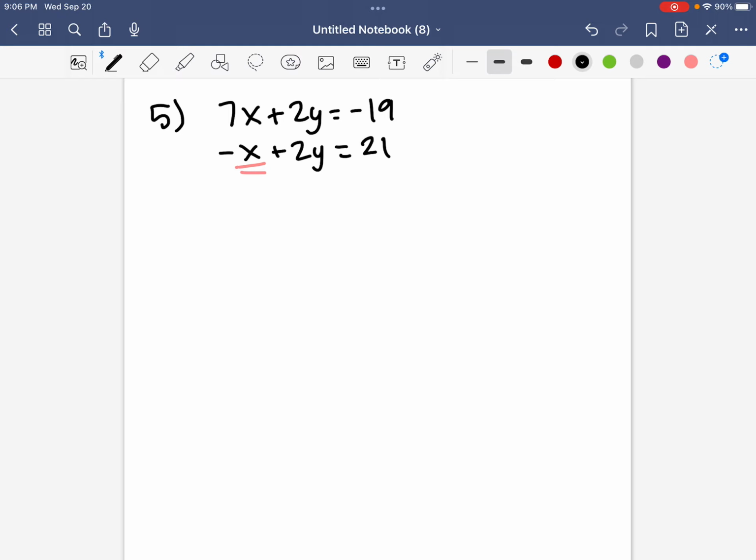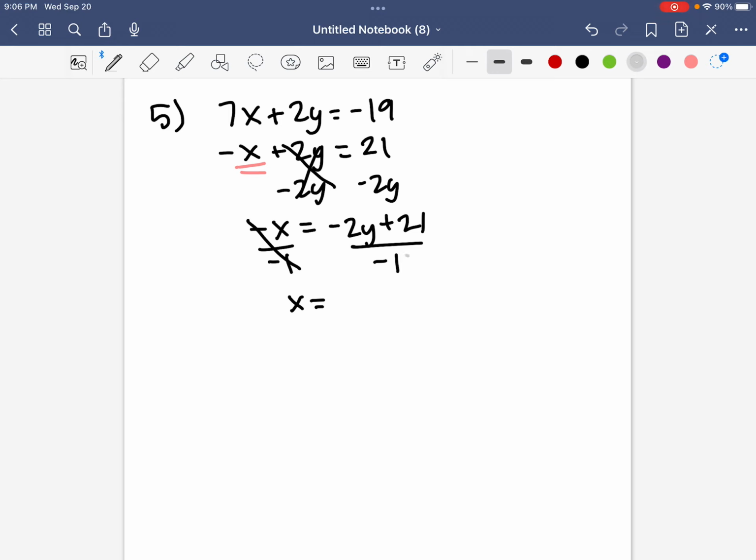So to get x by itself, my first step is to subtract 2y from both sides. I get negative x is equal to, that makes 0, so I have negative 2y plus 21. I can't add those together because they're not like terms. Then from here, I have to get rid of the negative. To get rid of a negative, I can either multiply both sides by negative 1 or just divide both sides by negative 1. I'm just going to divide because that cancels out and leaves me with x on that side. And remember, when you're dividing, this negative 1 has to be divided into both of these terms. So that leaves me with a positive 2y minus 21.